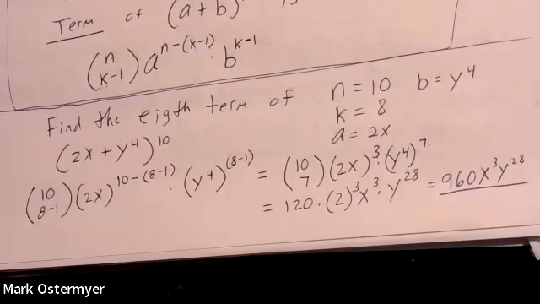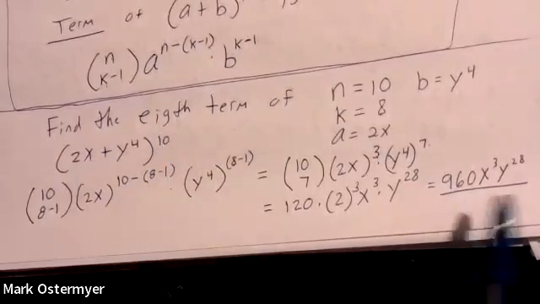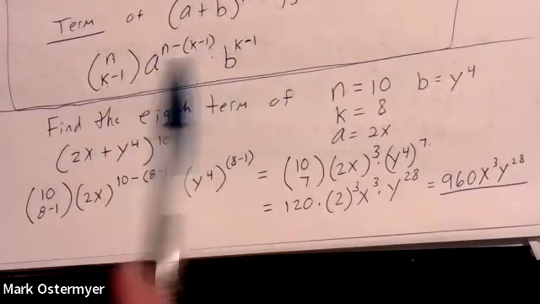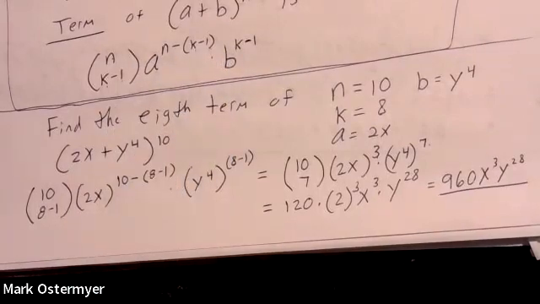That's a lot quicker than if you were to try to multiply this out by itself 10 times. Or even use the binomial theorem. It would still take a long time to find the 8th term. This formula is a pretty powerful little formula, what it can tell you. Any questions how we found that term there?